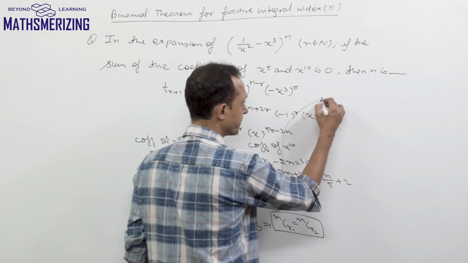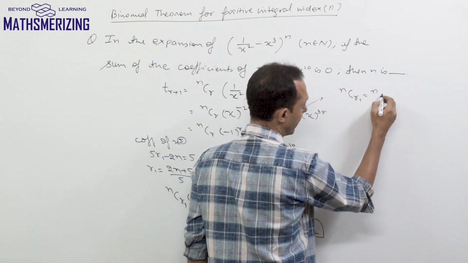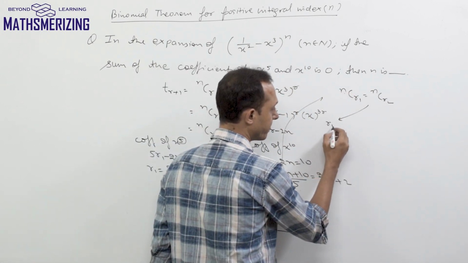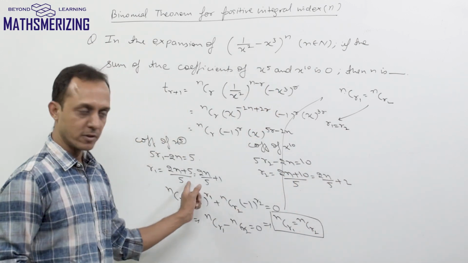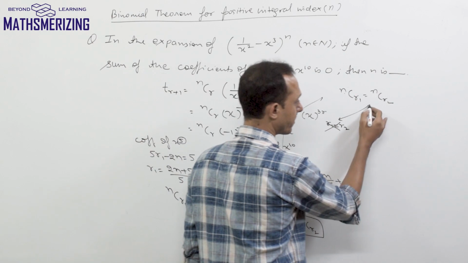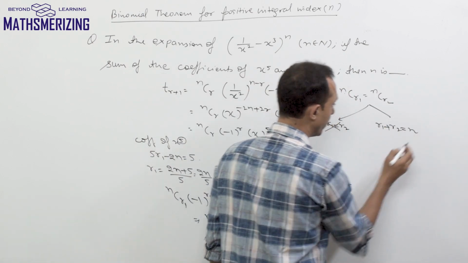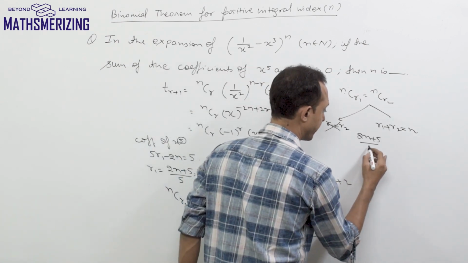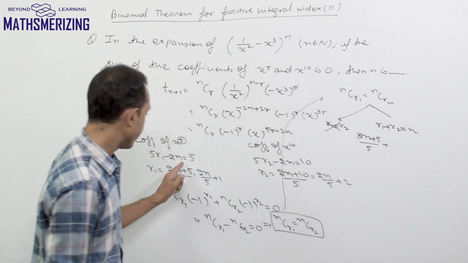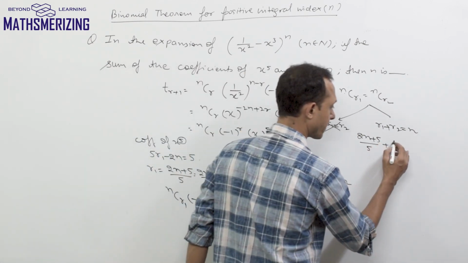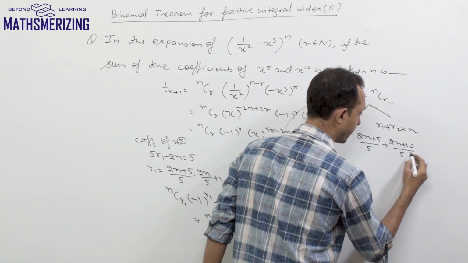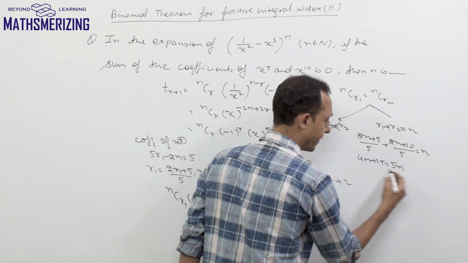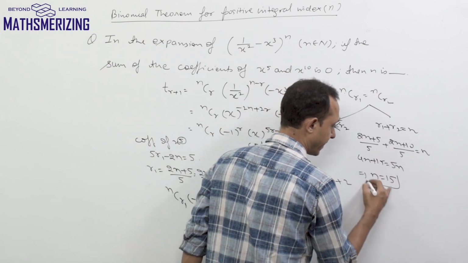Now if I look at this condition, nCr1 equals nCr2. So if nCa equals nCb, then either a is equal to b, which is not possible in this case because these are two consecutive numbers, or r1 plus r2 is equal to n. Now what's r1? r1 is (2n plus 5) upon 5, and what is r2? r2 is (2n plus 10) upon 5, and this value is equal to n. So I'll get 4n plus 15 is equal to 5n. So from here I'll say the value of n is 15.